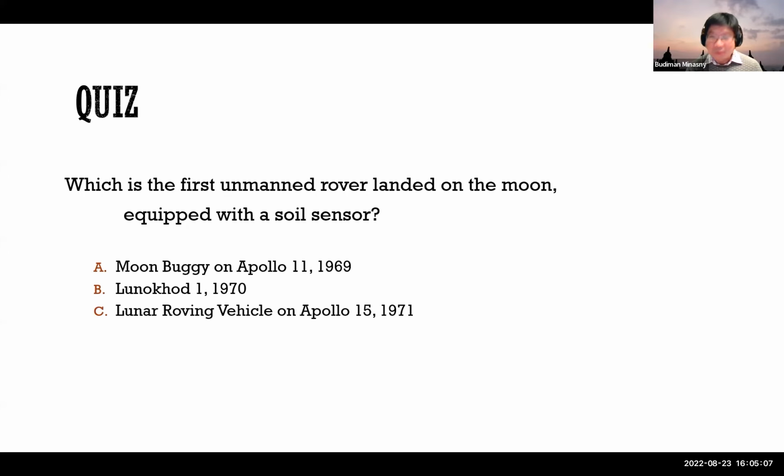So a quiz, particularly for Travis. He told me he's interested in astronomy, although this is not astronomy. Which is the first unmanned rover which landed on the moon, and it is equipped with a soil sensor? Is it A, B, or C? Maybe someone can type in the chat box. Anyone? C? Anyone else?